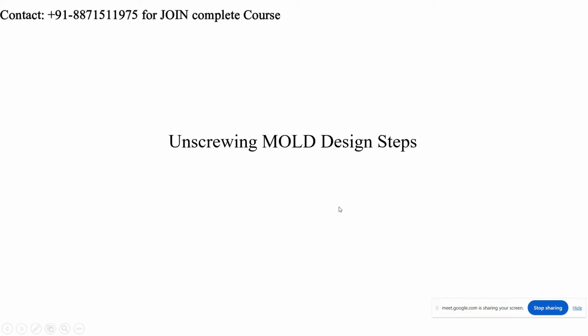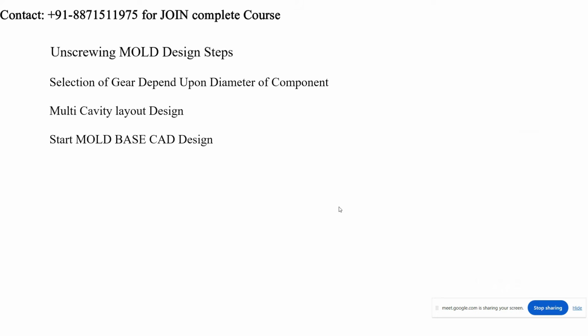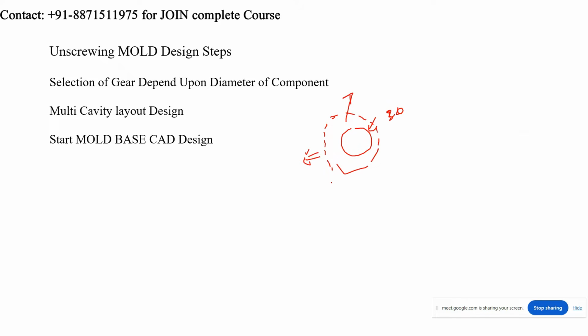Unscrewing mold design steps. Okay. So first of all, you can see that for the unscrewing mold design, we have to select the gear depending upon the diameter of the component. For example, if we have a component of around 22 diameter or 30 diameter, it means we have to take more than this diameter. We have to select the PCD more than this diameter, right?